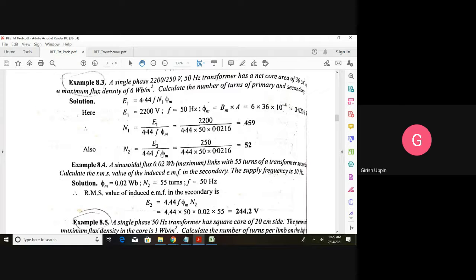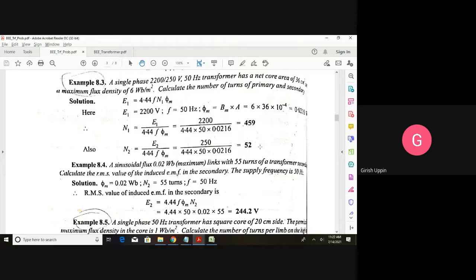Either you can use this formula, E2 by 4.44 F phi m. E2 is 250 and the rest of the values are the same. Frequency is 50 hertz. Phi m we just calculated here. So all those things will remain and you will find N2.